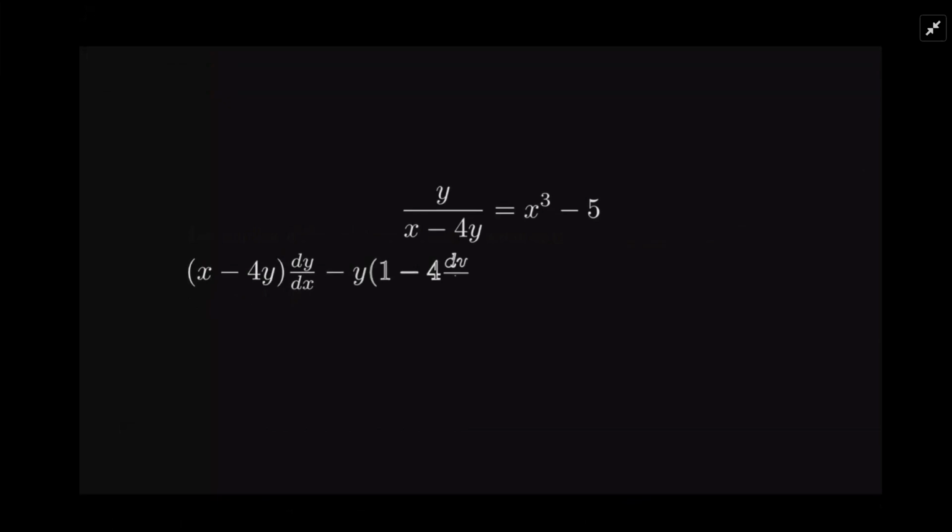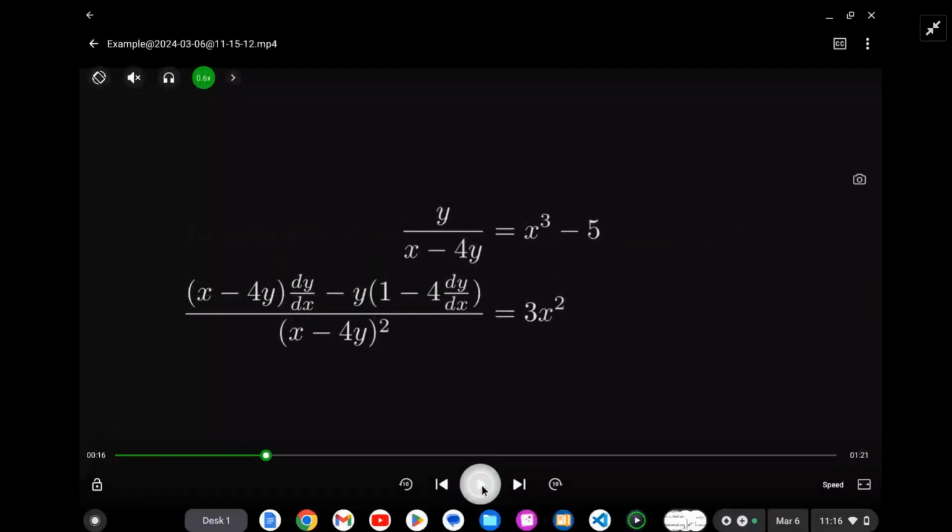What I would recommend actually is for each line of this, just pause the video and try to work it out, and then you can check it here. So the first step is the quotient rule.